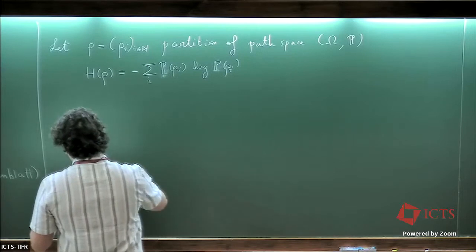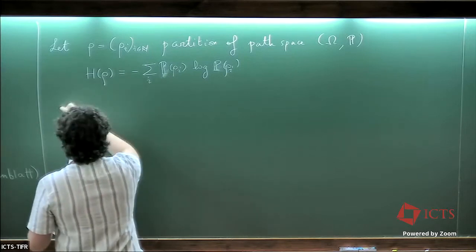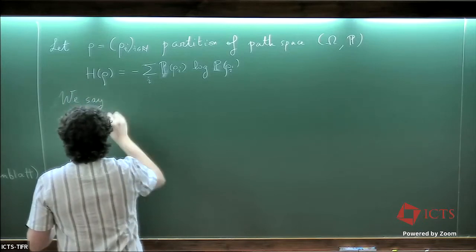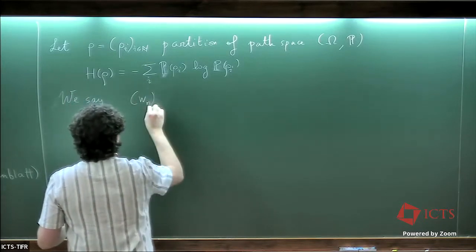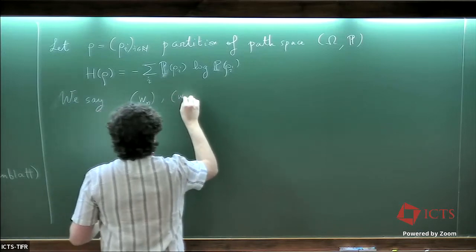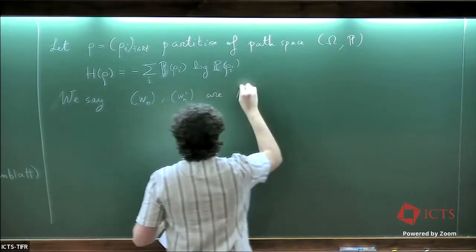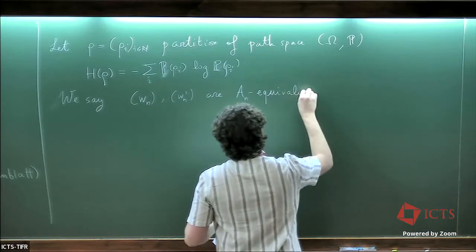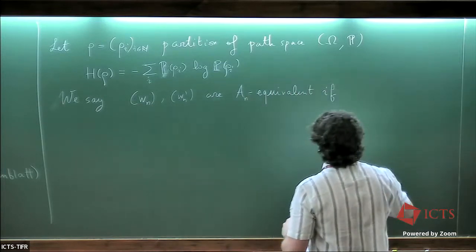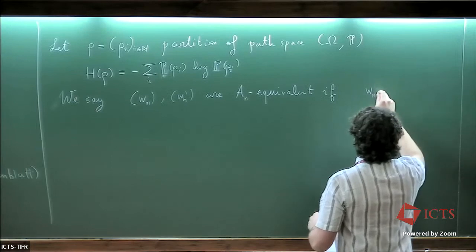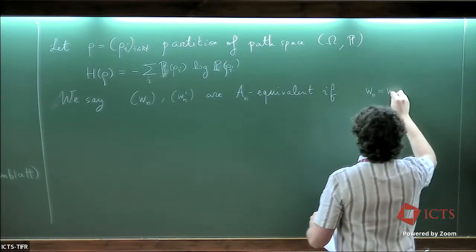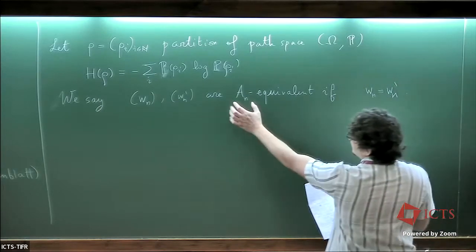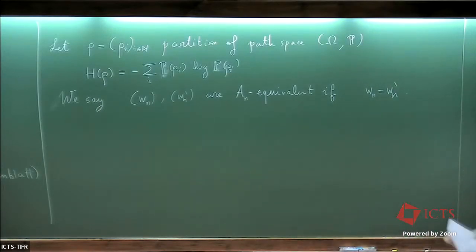So the most important partition is the following. We say the two sample paths, Wn and Wn prime, are An equivalent. So this is the partition that we're going to call An, simply if the nth step of one walk is the same as the nth step of the other walk. So of course, this is a sequence of partitions that depends on n.